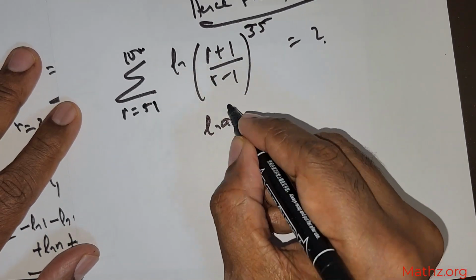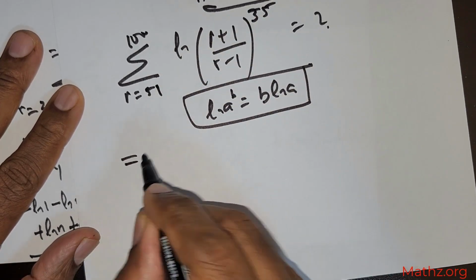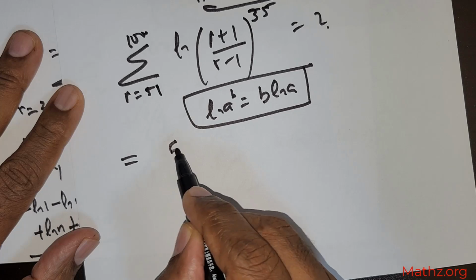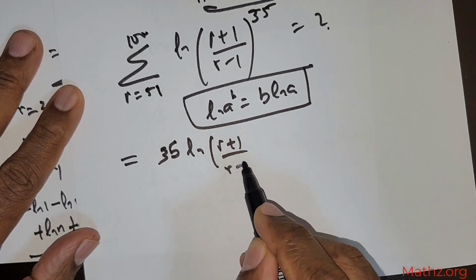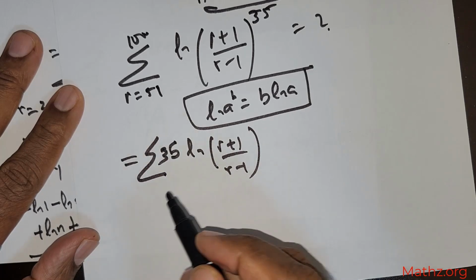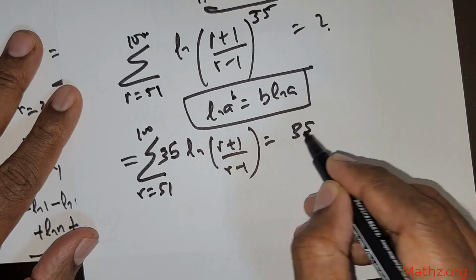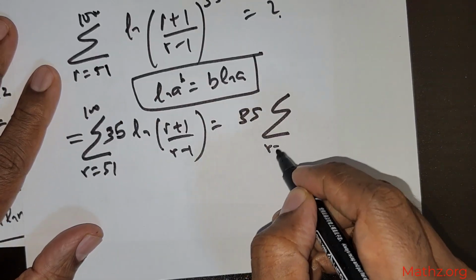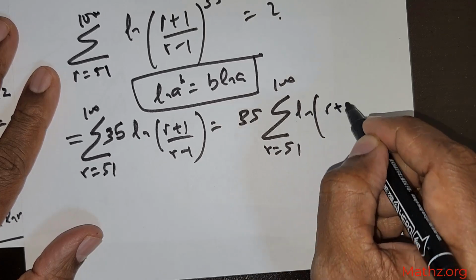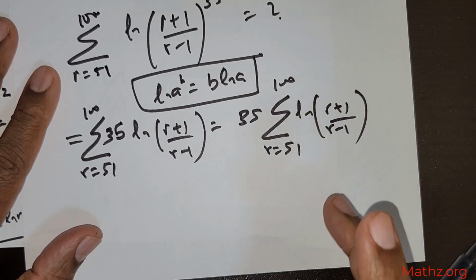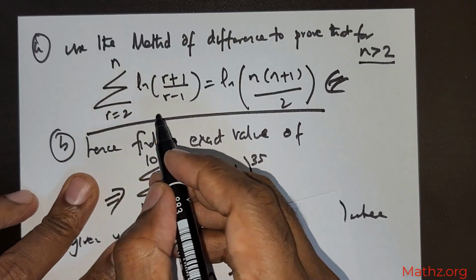Now I know a formula, ln of a raised to the power of b is equal to b times ln a. So this is equal to 35 times ln of (r plus 1) divided by (r minus 1), the sigma r is equal to 51 to 100. I can rewrite this as 35 times sigma r is equal to 51 to 100 of ln of (r plus 1) divided by (r minus 1). Okay, fair enough. Now we have a formula.